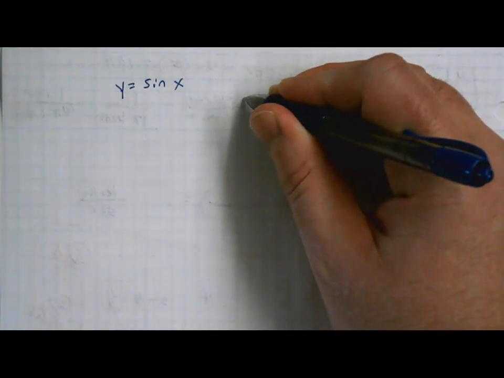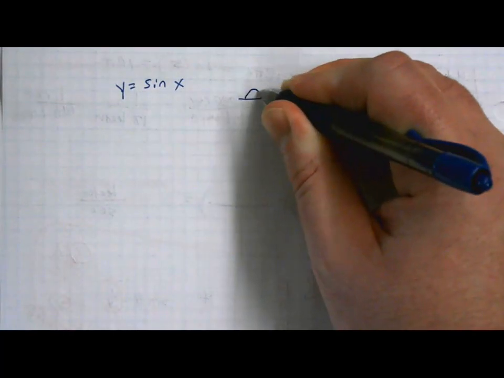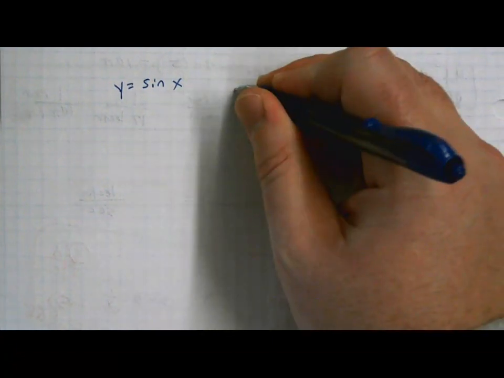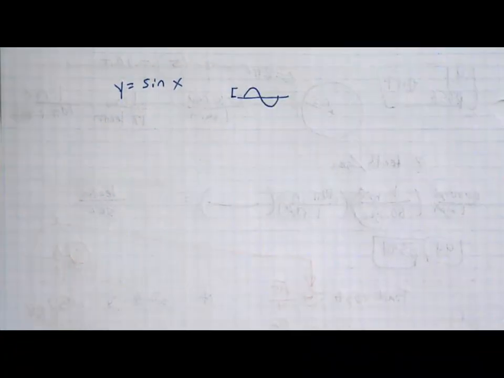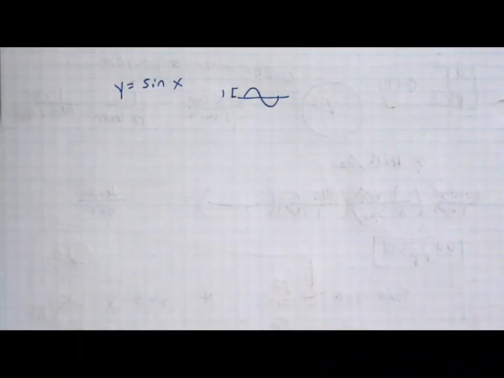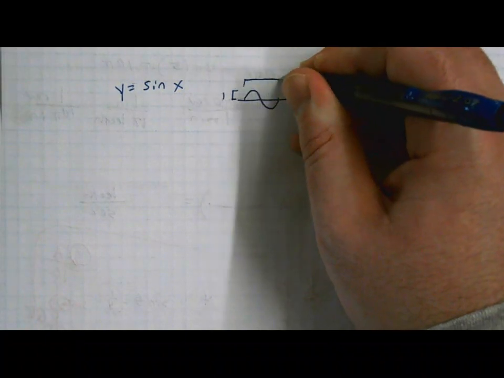Y equals sine x is a parent function. Now, at this point, you guys know what one period of sine looks like. I'm hoping that you're thinking something like that, right? Can you guys tell me what the amplitude of our parent function would be? It would be 1 because there's a 1 out in front of here, right? And can you tell me what the period of my parent function would be?